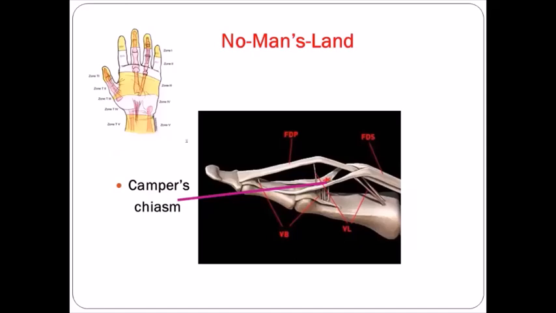But in the present situation in 2020, we cannot call it no man's land because there are so many experienced surgeons as well as experienced therapists. They have probably got optimum results even when there is an injury in zone 2. So now it is called some man's land.